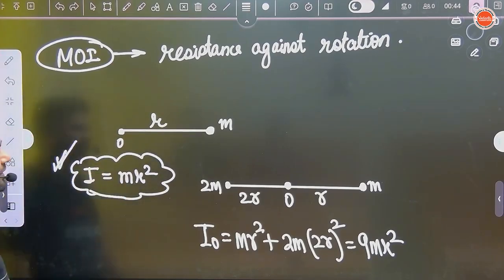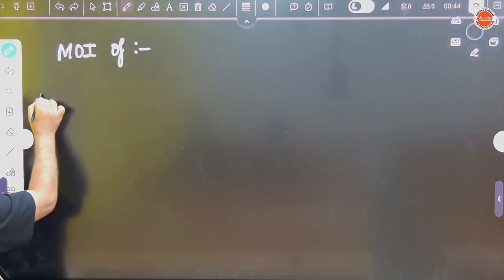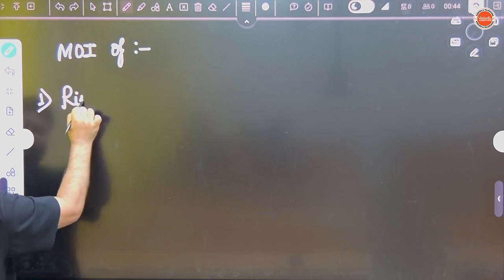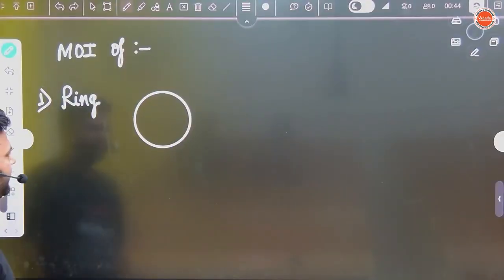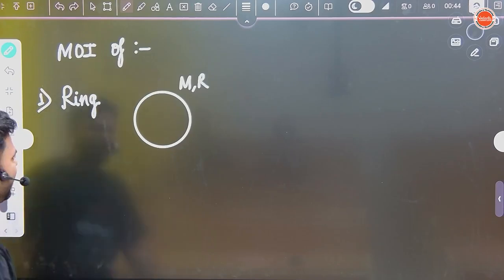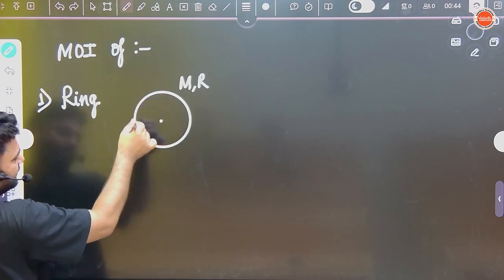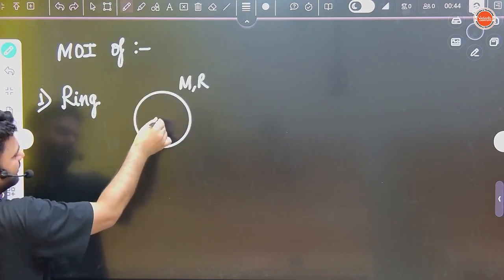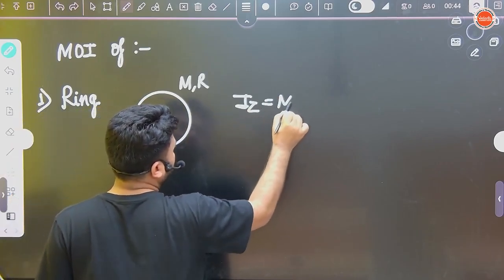Next, we have a lot of cases where you need to remember the formulas for moment of inertia. Very important. Like, they will give a ring. This is a ring. Its mass is m, its radius is r. They ask what is the moment of inertia about the z axis, the axis perpendicular to the plane of the ring. So moment of inertia about the z axis is mr square.